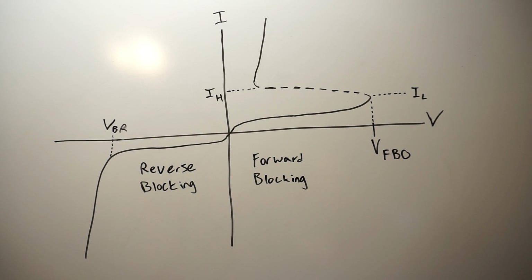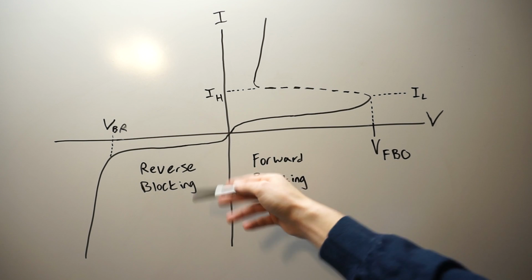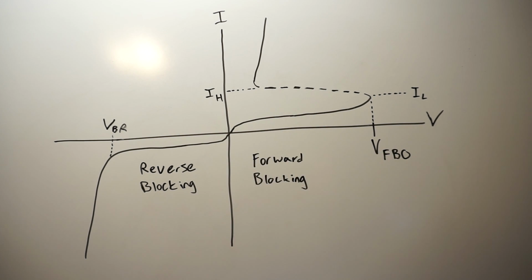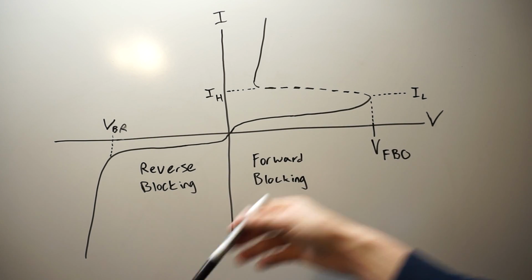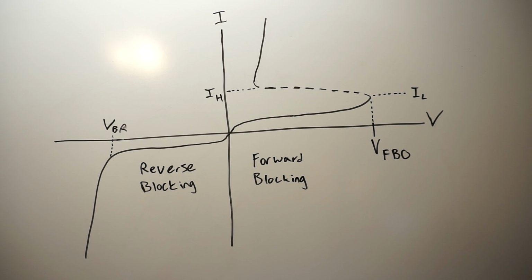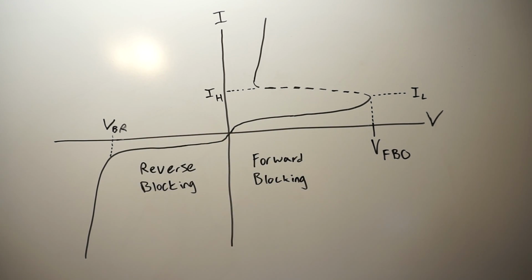We have three regions. First, the reverse blocking region. This is the most obvious. If it's reverse biased, it's going to work just like a diode. If you watch my diode video, you'll know if it's reverse biased, no current is going to flow through it until you hit the breakdown voltage, the reverse breakdown voltage.